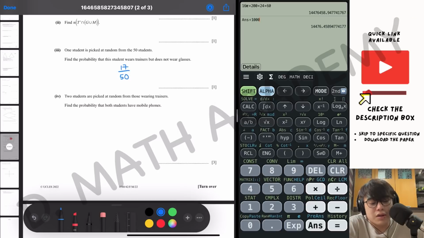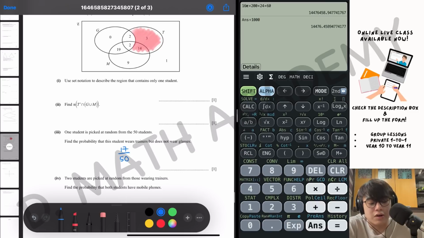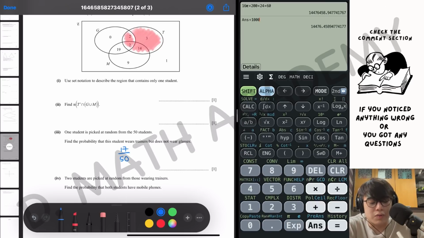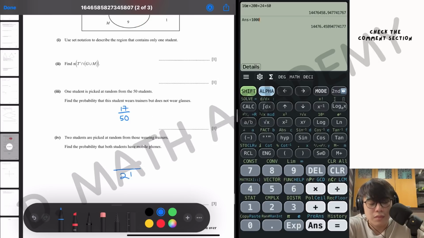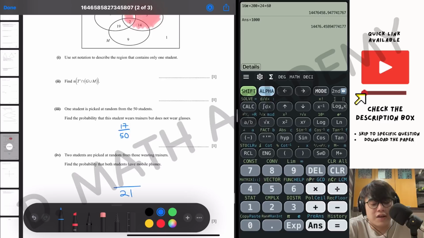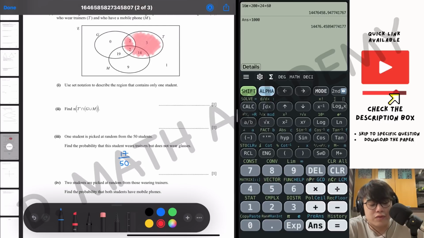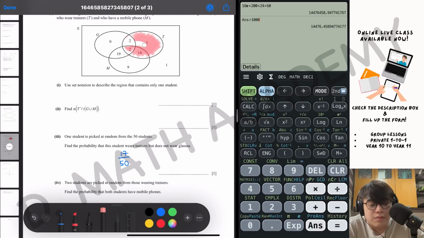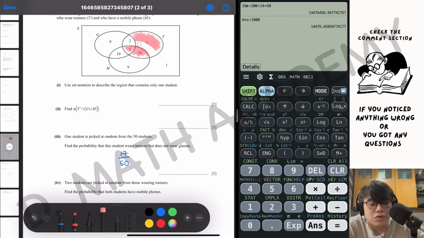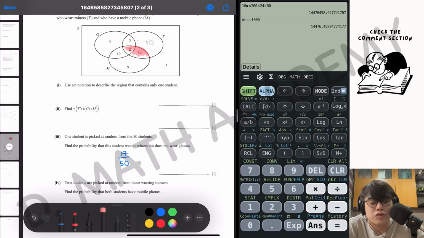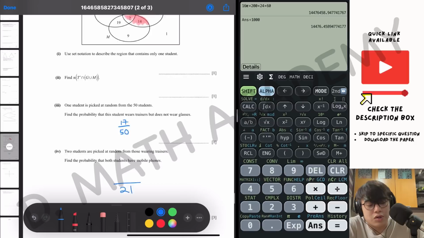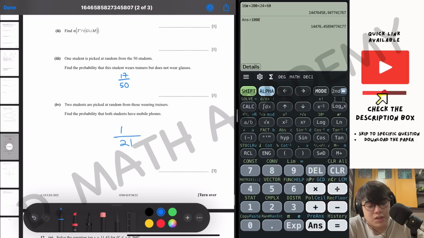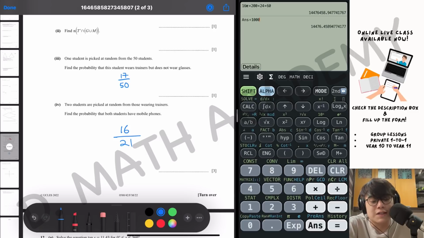Okay, students are picked at random from those who are wearing trainers now. So out of those who wear trainers, you have to figure out how many of them in total first. So 17 plus 4, there will be 21 of them. Okay, and then must have mobile phones. Must have mobile phones means that they were asking for this group that has mobile phone. So there was a total of 16 of them. So your final answer will be 16 at the numerator, 21 as the denominator.